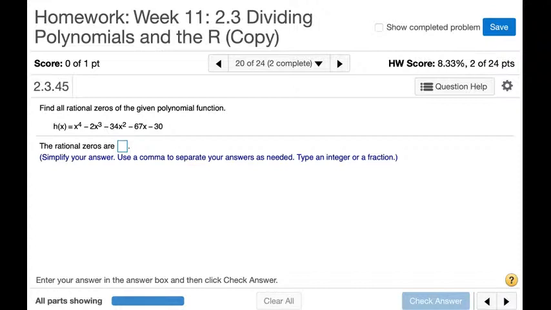Okay, so fortunately our leading coefficient is a 1, so that makes the rational zero test much easier. So we can say P over Q. The factors of 30, we have plus or minus 1, plus or minus 2, plus or minus 3, plus or minus 5, and then I think it's 5 times 6, 3 times 10, 2 times 15, and 1 times 30. Okay. So these are all the factors of the constant term.